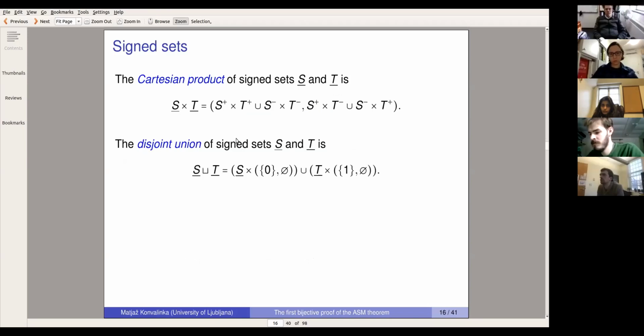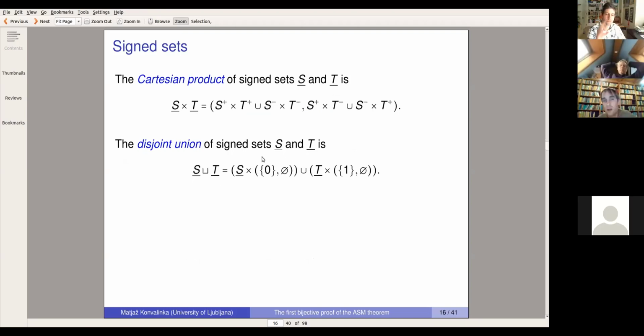This was also very important, disjoint union. So you have two signed sets. This is also a signed set, with the empty set as the negative part. So this product is a signed set, and this is a signed set, and they're disjoint, so you can just take their union, and you're going to get a signed set which has the right number of elements.